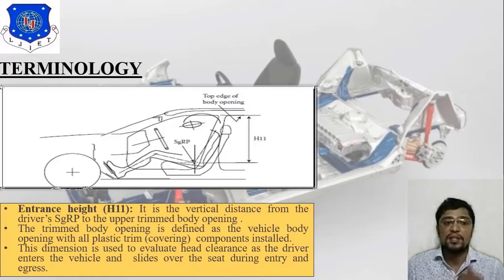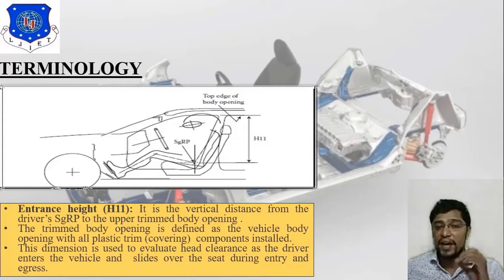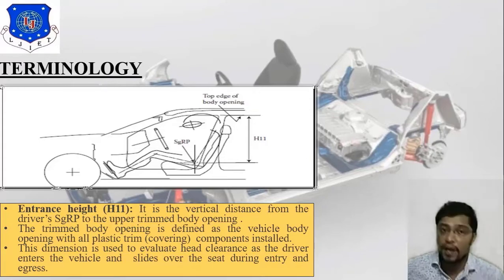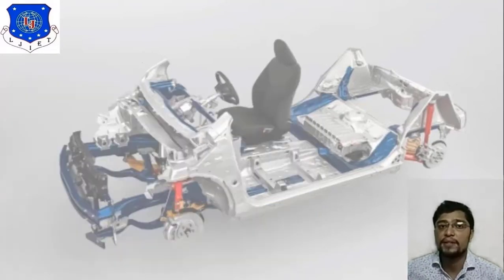And third, this dimension is used to evaluate head clearance as the driver enters the vehicle and slides over the seat during entry. So this is the concept of H11, or entrance height. Move forward to the next slide.